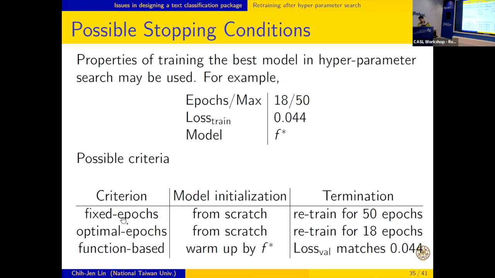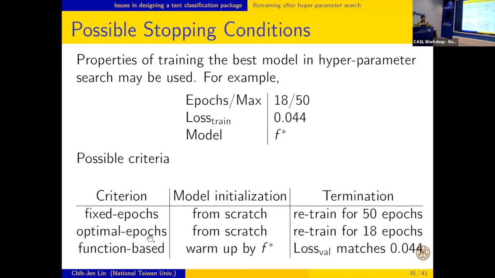The first one is a very simple one. Let's say, okay, now I include the validation set in training, but I don't know how to do stopping. Therefore, I use a fixed number of iterations. For example, I decided to run 50 iterations, and for initialization, we start from scratch. I call this fixed epochs. So this is a very simple possibility.